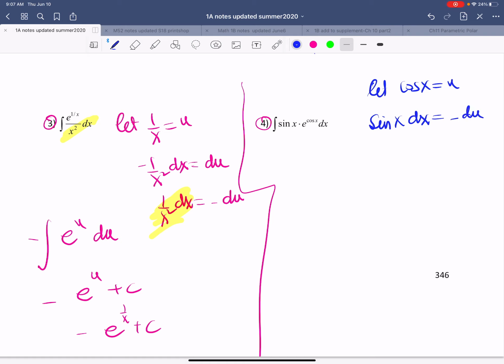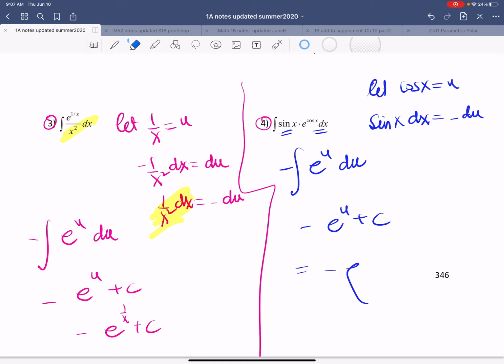So here we are, and we are ready to convert this integral into a u integral, e to the power u du. The integral will be e to the power u plus c, which would be negative e to the power cosine x plus a c.